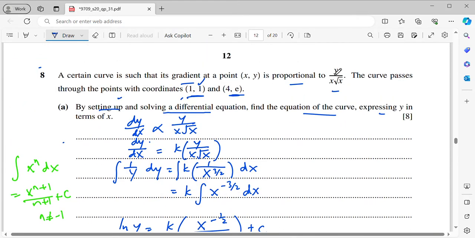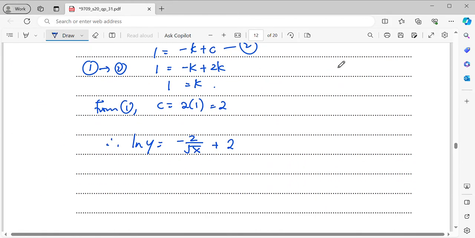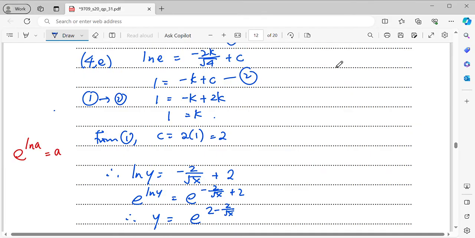Now let's look at the question. Expressing y in terms of x means making y the subject, so we need to take e on both sides, because we have the formula e to the power ln a is a. So e to the power ln y is e to the power negative 2 over square root x plus 2. The left side gives y. The right hand side you just rewrite: e to the power of 2 minus 2 over square root x. So this is our solution to this question.